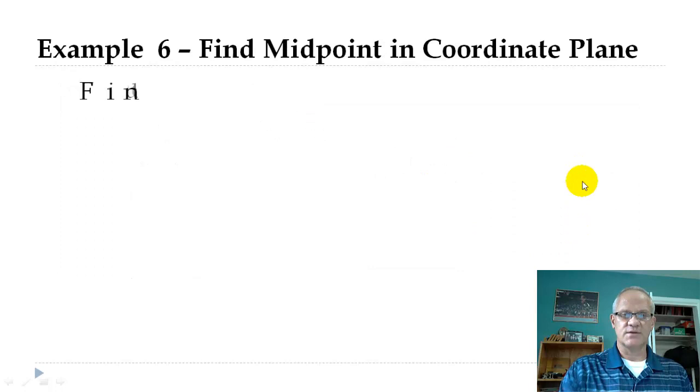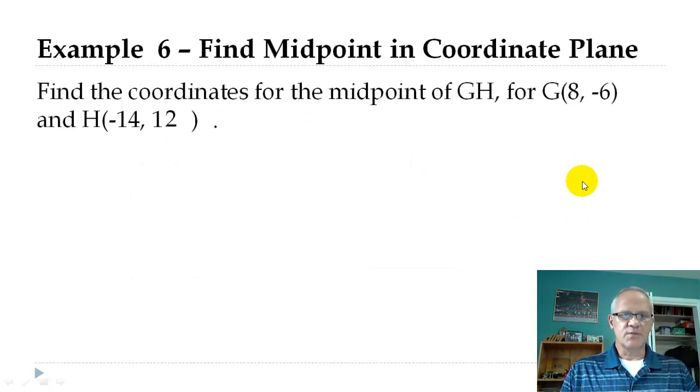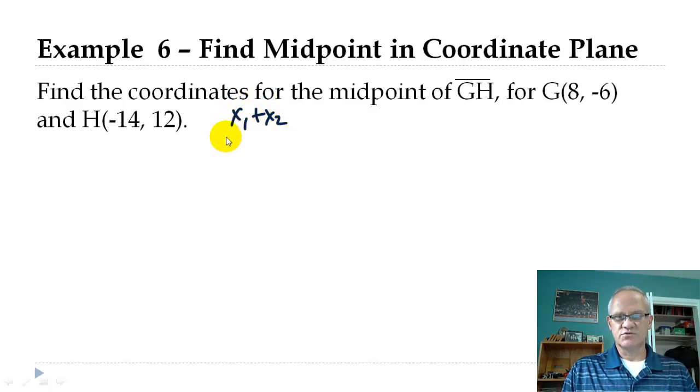All right, let's look at an example there. In this example, we're going to find the coordinates for the midpoint of GH. G is at (8, -6), and H is at (-14, 12). All right, so remember our formulas here. You just add the x's. So we've got x1 plus x2 divided by 2, and we're going to find out what that equals. That's going to be our x.